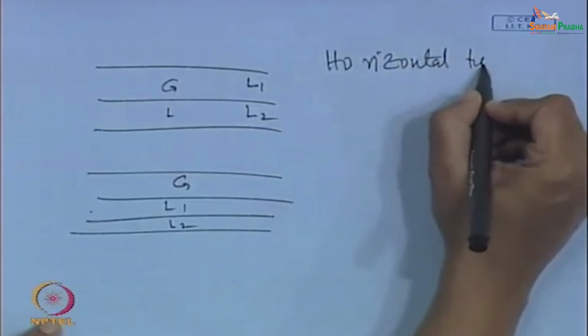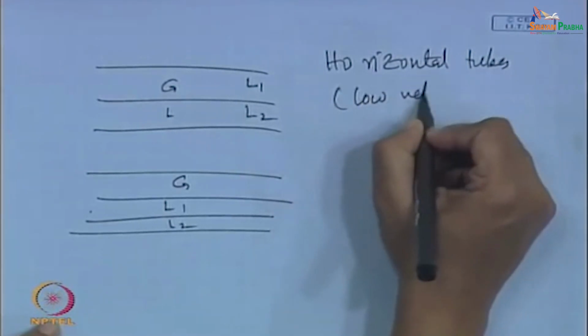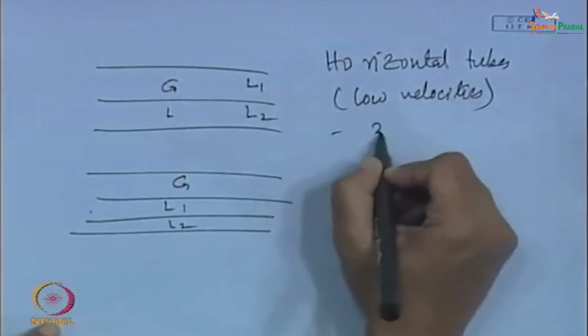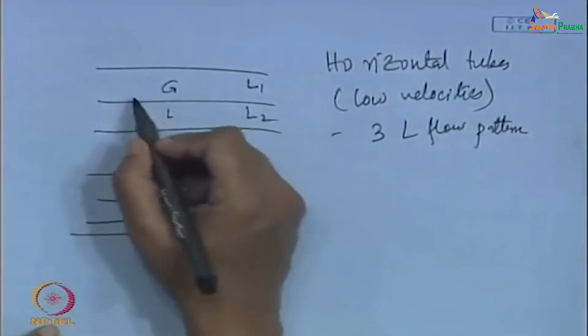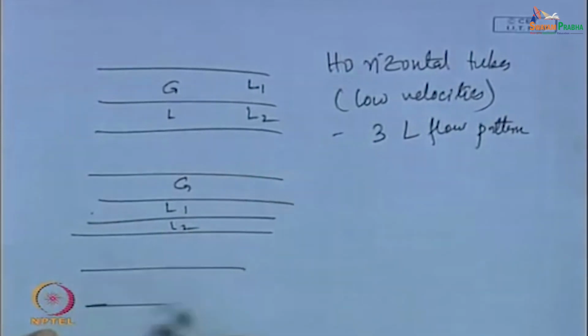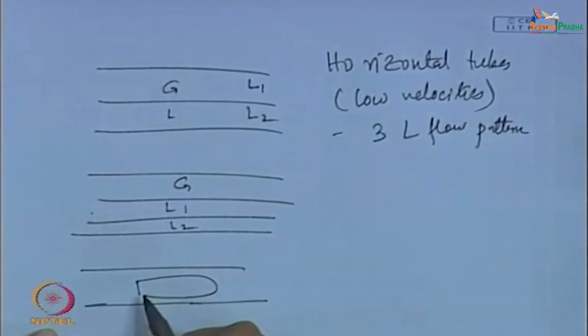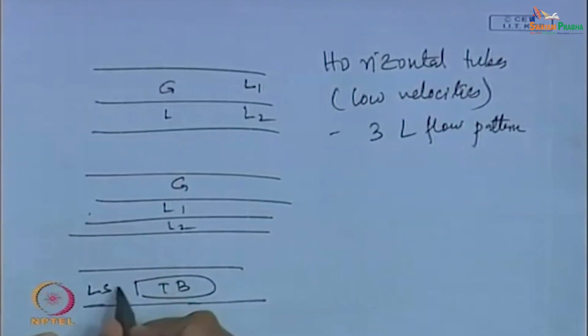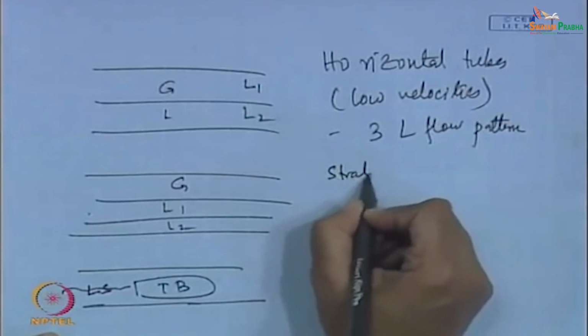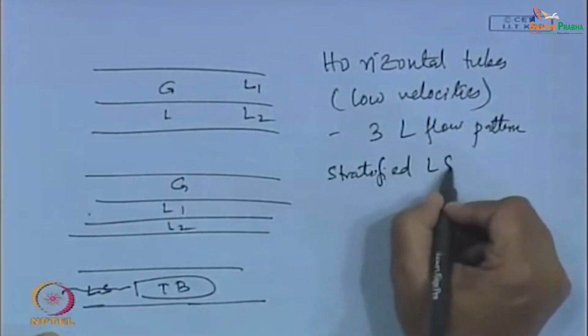For horizontal tubes, what we have? Horizontal tubes for very low velocities, we have the 3-layer flow pattern. As we increase the velocity, we find that slug flow sets in. We have huge slugs, just like we have in gas liquid flows, and we have a liquid slug and a Taylor bubble. Now, this liquid slug can either be stratified. So, a stratified liquid layer can be there, a stratified liquid slug.